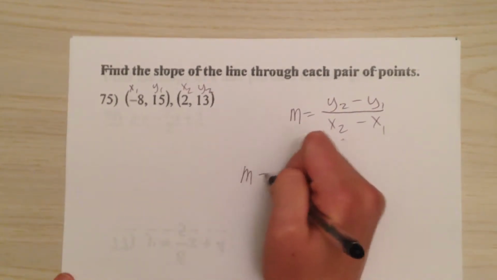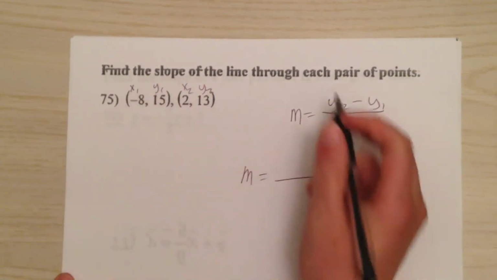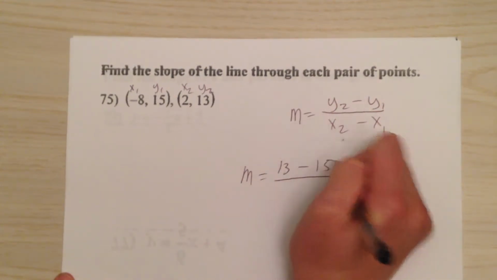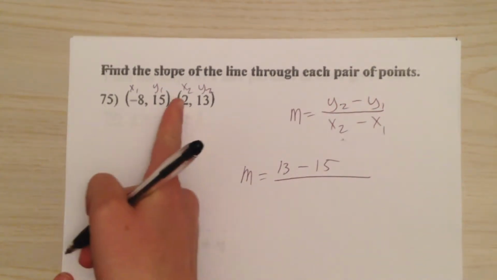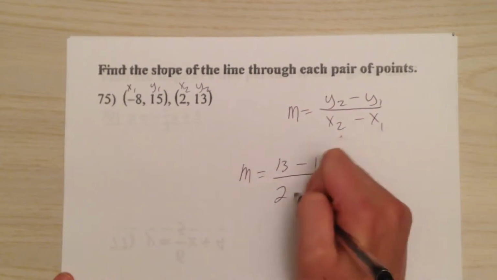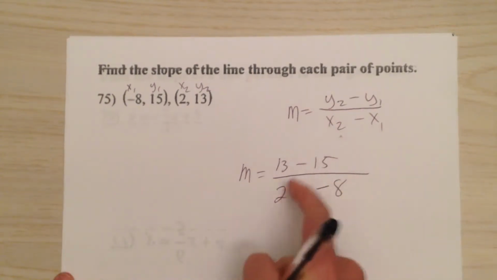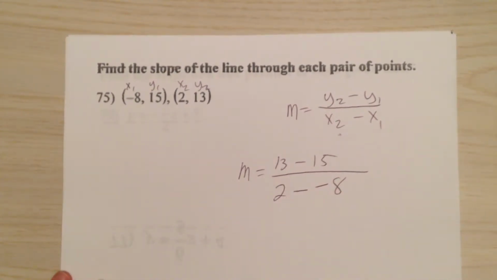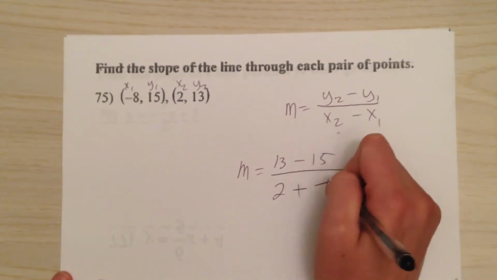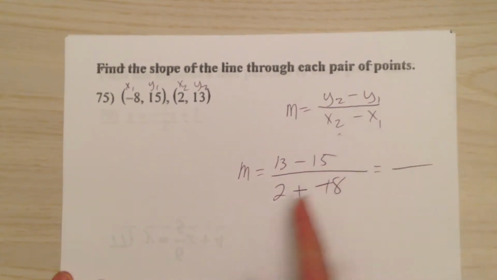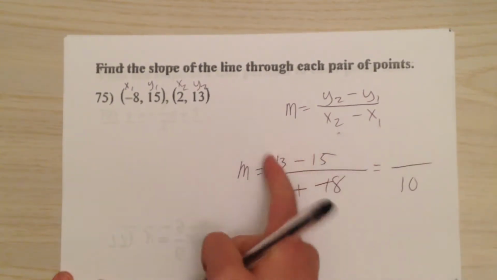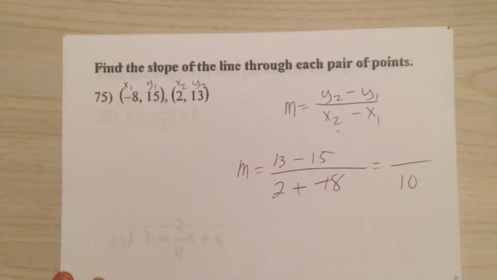So my slope is my second y minus my first one, so 13 minus 15. My second x minus my first one, so 2 minus a negative 8. Be careful there, minus a negative. A better way of saying that is plus a positive. So on the bottom, 2 plus 8 is 10. On the top, 13 minus 15, that is negative 2.